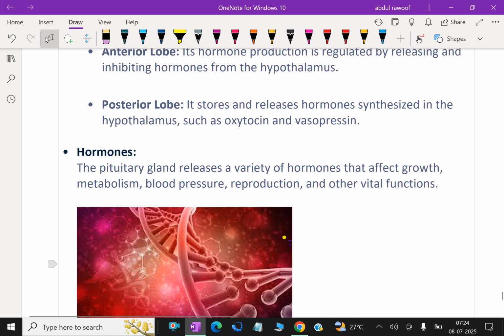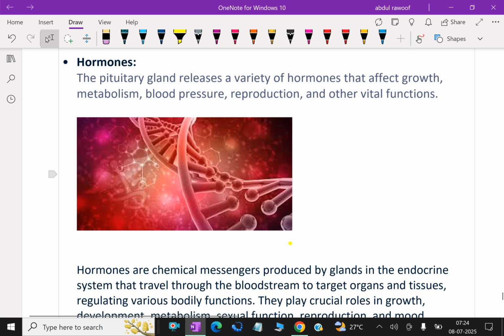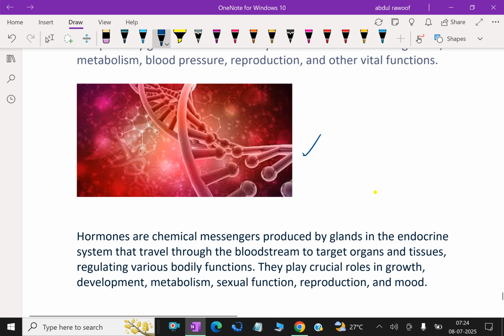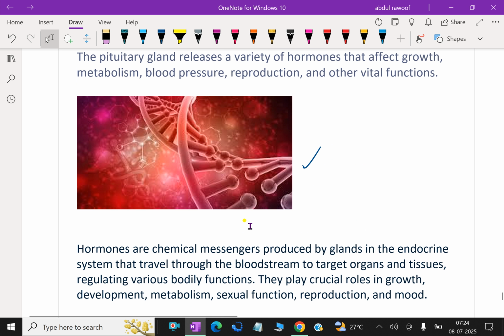The pituitary gland releases a variety of hormones that affect growth, metabolism, blood pressure, reproduction, and other vital functions. Hormones are chemical messengers produced by a gland in the endocrine system that travel through the bloodstream to target organs and tissues, regulating various bodily functions. They play crucial roles in growth, development, metabolism, sexual function, reproduction, and mood.